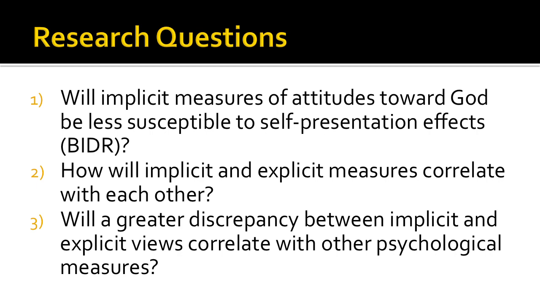And then the third one is, if there is a discrepancy between the implicit and explicit measures in a person, is that then going to be correlated with other psychological measures or spiritual measures, such as problems on the attachment scale or problems with self-esteem, if you have a disconnect between what you implicitly believe or experience of God and how you explicitly think about God?